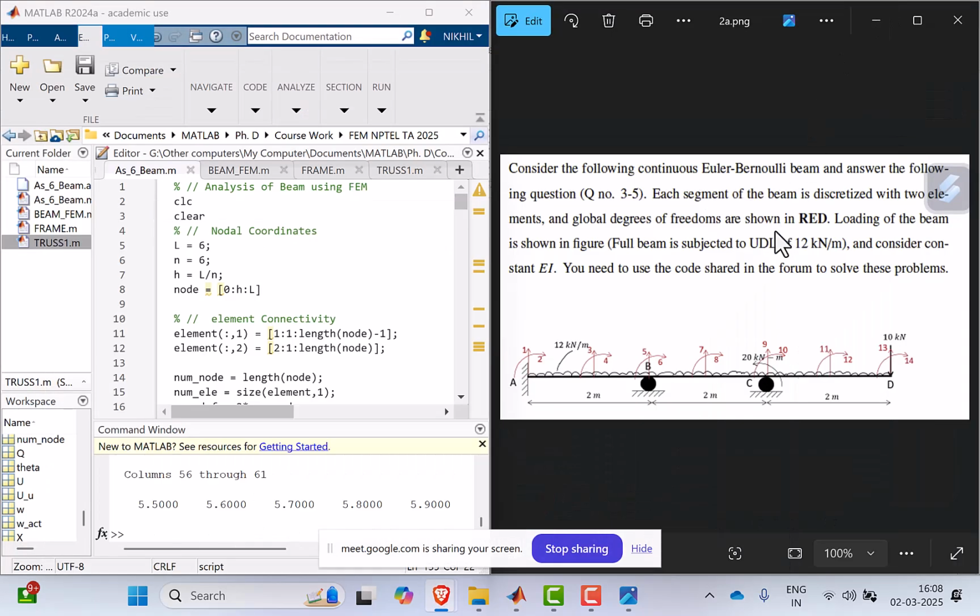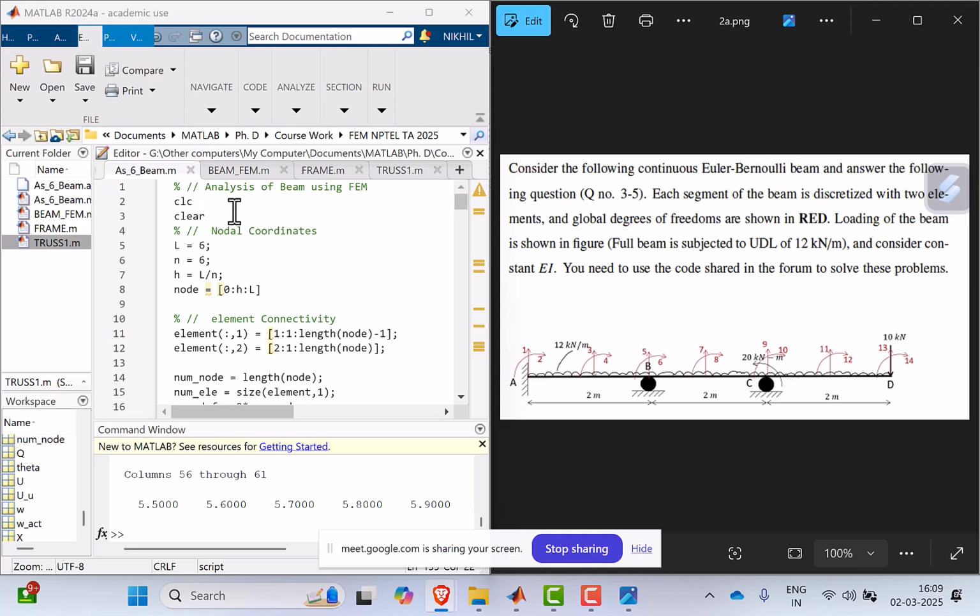I think now both things are visible to you. This is the question which we are solving, and I have modified the code which is provided to you. So I'll briefly discuss how this code is working so that you can change accordingly in your question and get the solution. So I'm solving in MATLAB.